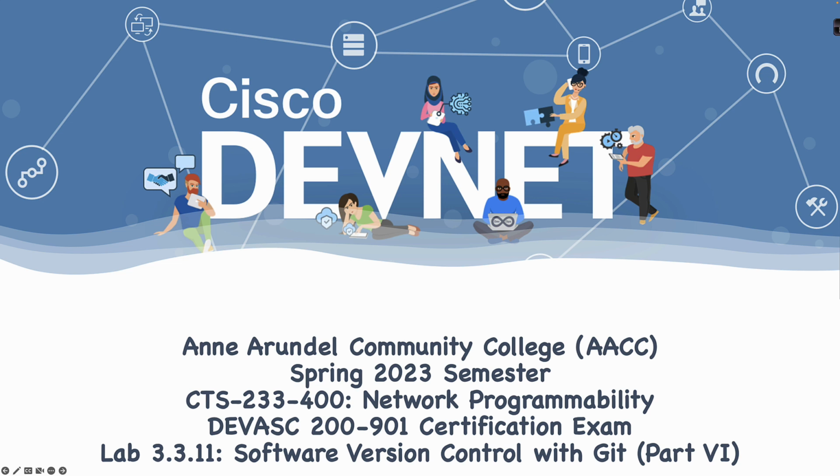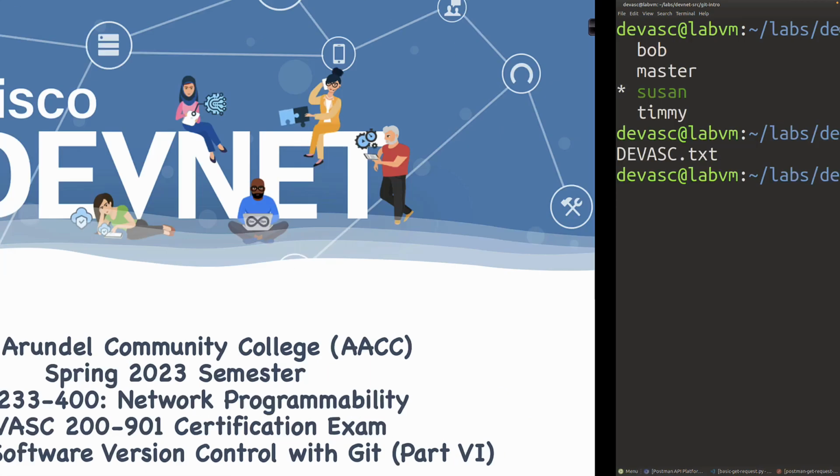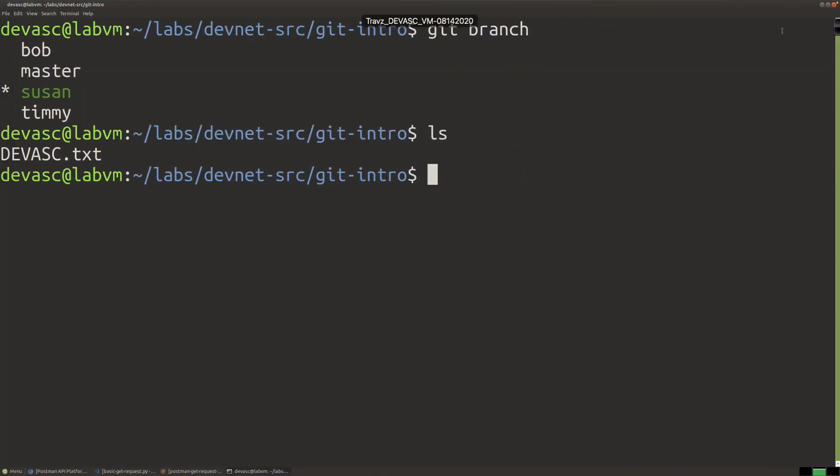However, I left you with a question at the end of the lab. The question was, we created that new file in the primary branch. However, when I come into Susan's branch, it's not here. So how would Susan work on that? Well, this question was based off what you had just seen in the previous lab. Remember, Bob, Susan, and Timmy, those were all branches that were created and were able to see the devasc.txt file because it was already there.